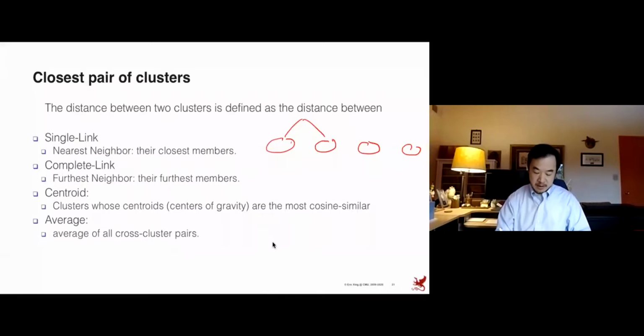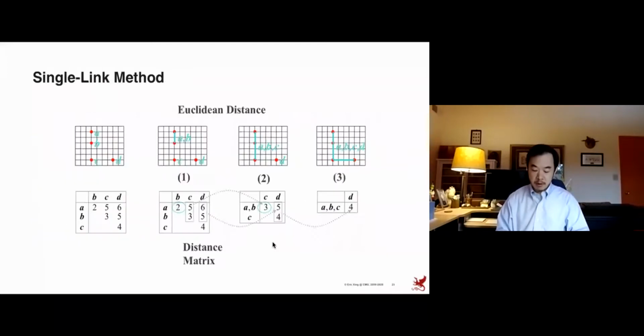Maybe there is a point here, and a point here. Then this distance is the distance between the two clusters, right? Complete link is the opposite. You measure the members that are furthest from each other. And for the centroid, you compute a center, and the average, it's intuitive by their name. So I will show you an example of how these different definitions affect the result of the clustering. First of all, you need to compute the pairwise distances between all of them. That's actually where everything begins. It's a very expensive operation.